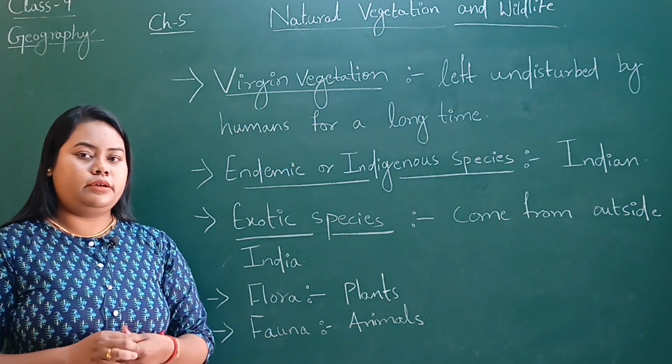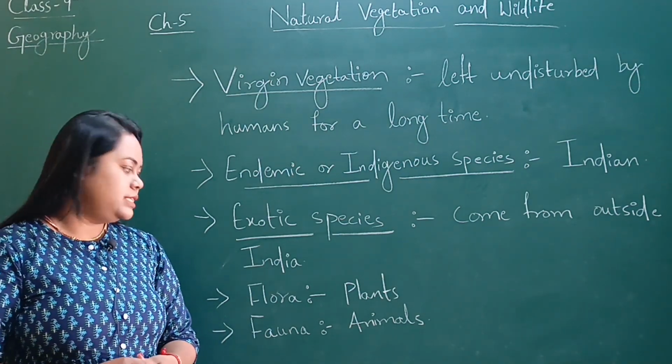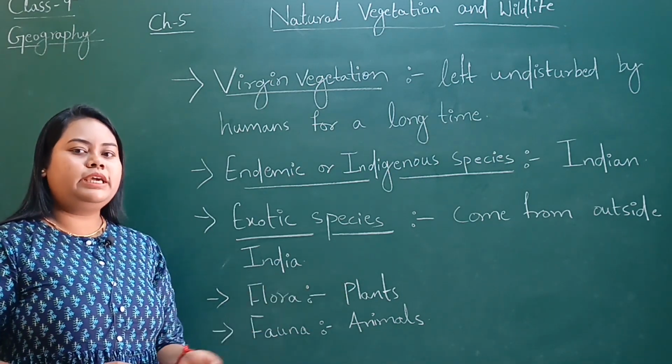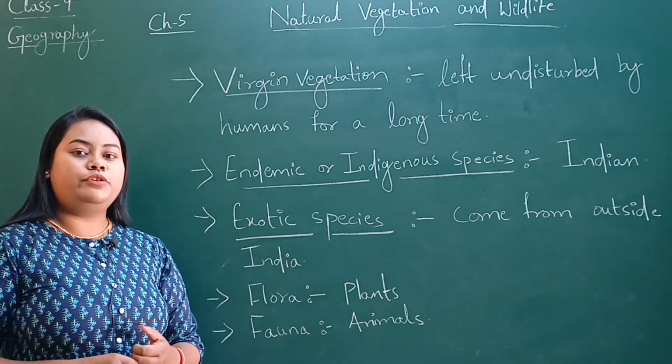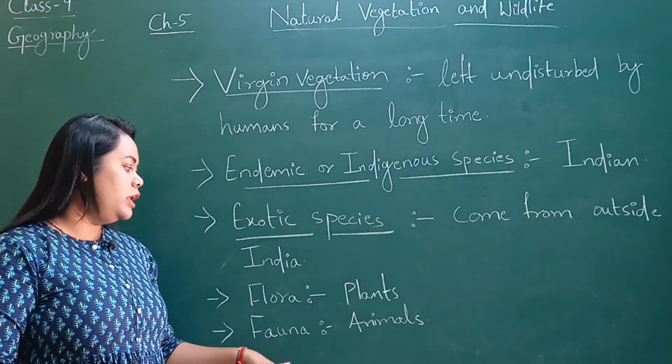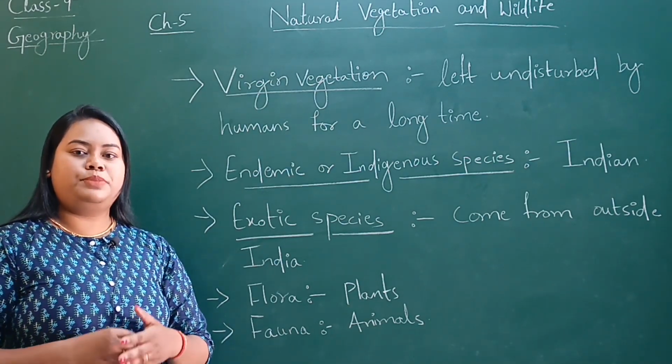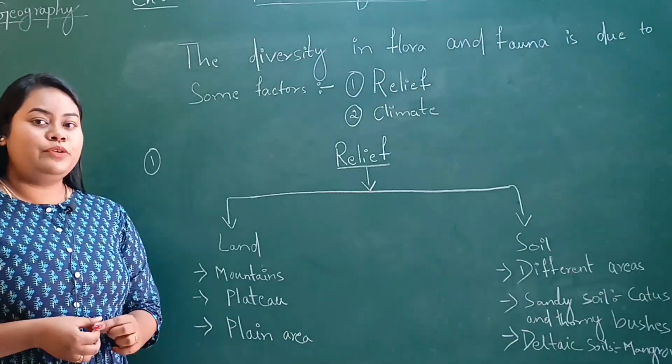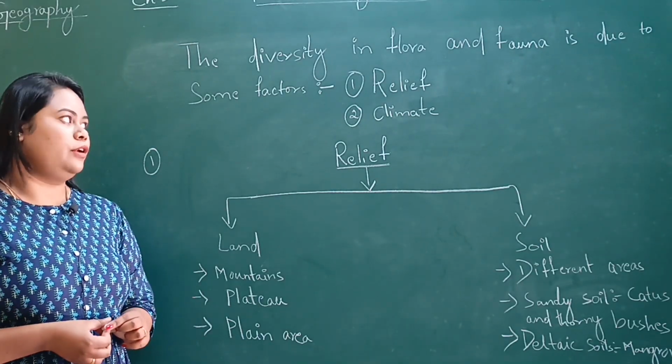Now, what are flora and fauna? You have already read this in your junior classes. Flora directly refers to the plant community of a specific area, right? Now, what is fauna? Fauna is the species of animals. Now we will see some factors of flora and fauna.